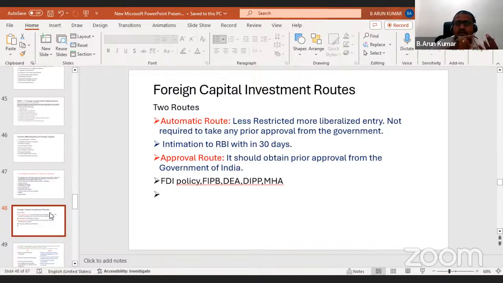In the automatic route, we have fewer restrictions and we are giving more liberalized entry, and it is also not required to take any prior approval from the government. But we must intimate the RBI after taking the money from the foreign institutional investors. We intimate the RBI within 30 days. Then the second one is the approval route. Prior approval must be obtained from the Government of India.